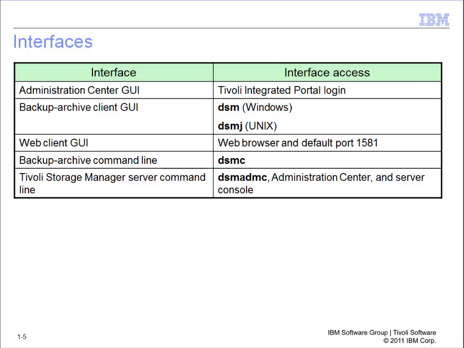The Backup Archive command line is used to perform your backup archive functions as well as set some of your client options. The Tivoli Storage Manager server command line, also known as your administrative command line, is actually installed with the client but gives you an interface to manage your server. Included on the table in this screen is how to access the different GUIs and command lines. Don't worry about that right now. We will go into that in more detail.